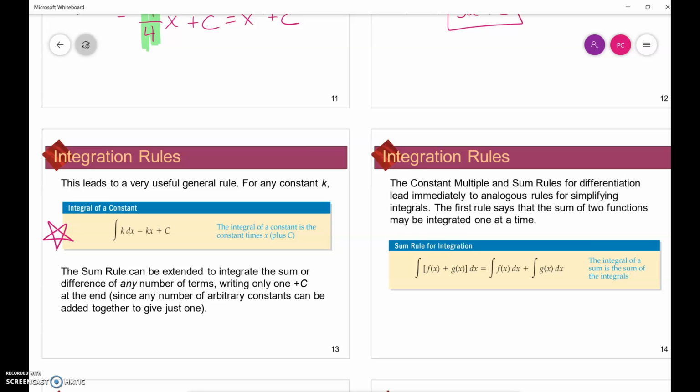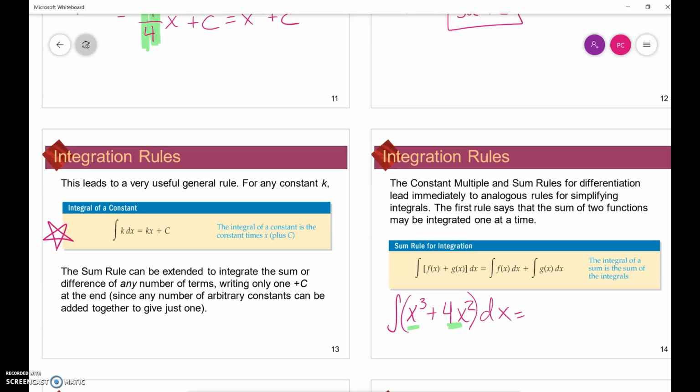All right, well, what if there's more than one function? The constant multiple and sum rules for differentiation lead immediately to analogous rules for simplifying integrals. The first rule says that the sum of two functions may be integrated one at a time, meaning if I had the integral of x cubed plus 4x squared dx, I have two functions essentially in there, the first one and the second one. I don't have to get overwhelmed that there's two things inside that integral. We just break it apart.